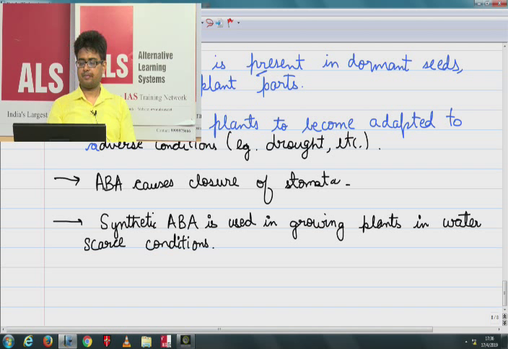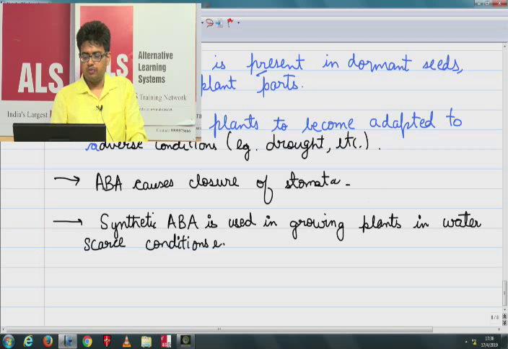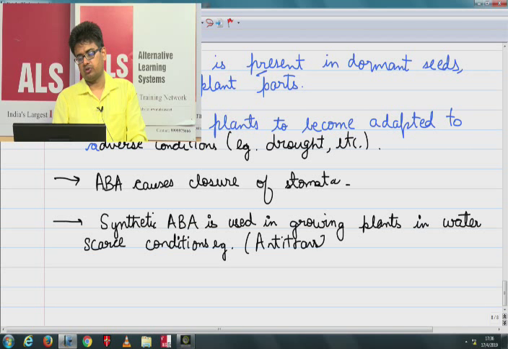All right. Example, write the name of the compound. You might be asked this question. Such compounds are also called anti-transpirants, which prevent transpiration or evaporation by transpiration.